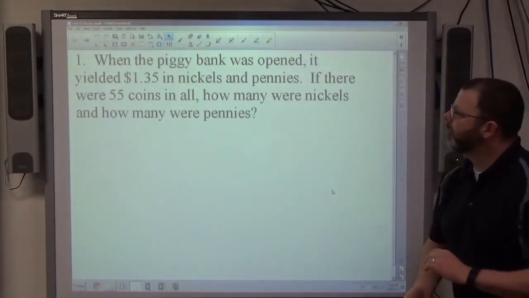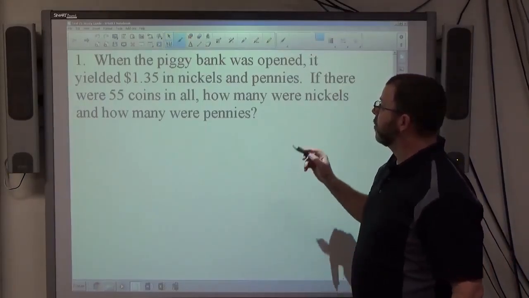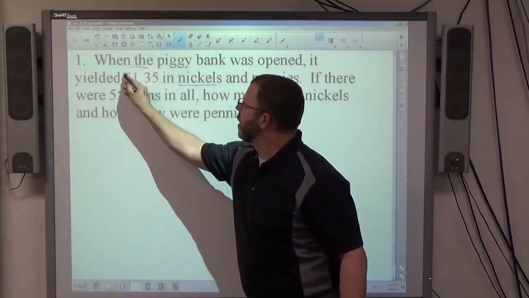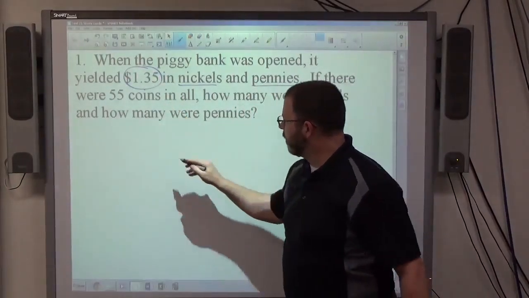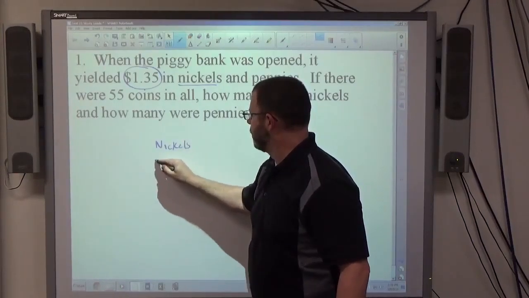Alright, first problem on the study guide. When the piggy bank was opened, it yielded $1.35 in nickels and pennies. So it tells us we have nickels and pennies, or our coins, and how much money we have. So if we start off with just that much information, nickels, pennies.